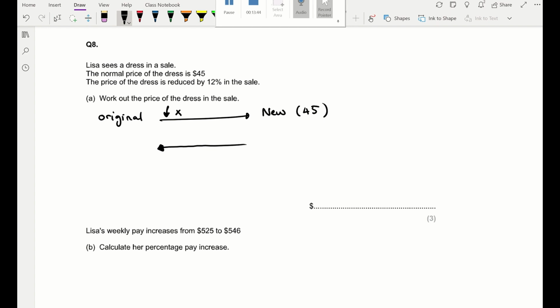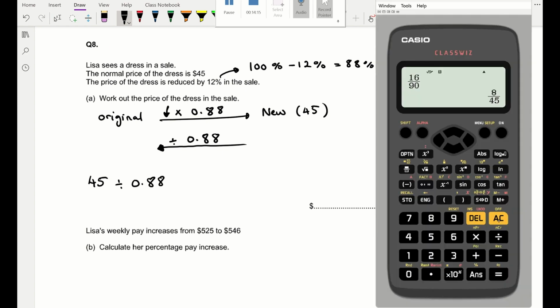And I need to work backwards, so I need to be dividing by the multiplier, and I need to find that. And the multiplier is 100% minus 12% is 88%, which is 0.88. So I multiplied it by 0.88, so I need to divide it by 0.88. The numbers don't change. 45 divided by 0.88. And that is a long number.